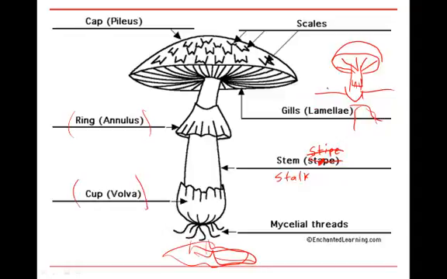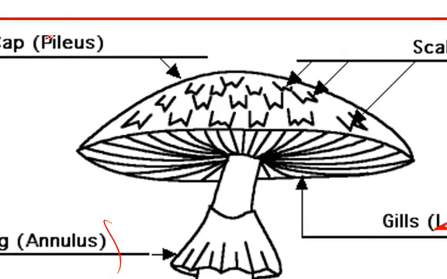The gills are these radiating plates underneath the cap. And why are there gills? You don't have to know the technical name, lamella. Why are there gills? Because they provide more surface area and they produce spores. You should know the name cap for the top. You don't have to know pileus.